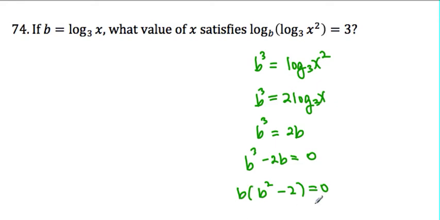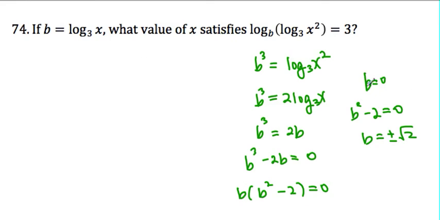Now, obviously, we can make the t-chart. We realize b must be equal to 0. That's one of our solutions. The second solution is b squared minus 2 equal to 0. That means b, in fact, is equal to plus or minus square root of 2. So we have 3 answers.